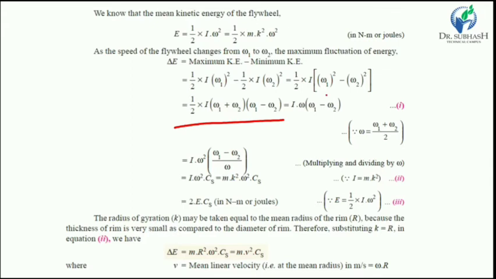Now omega 1 square minus omega 2 square is simplified into two brackets: (omega 1 plus omega 2) and (omega 1 minus omega 2). We know that (omega 1 plus omega 2) upon 2 is the mean angular speed omega. So put the value of omega instead of (omega 1 plus omega 2) upon 2. This 2 is taken down with omega 1 plus omega 2, so it is gone. So I into omega into, in the bracket, (omega 1 minus omega 2).